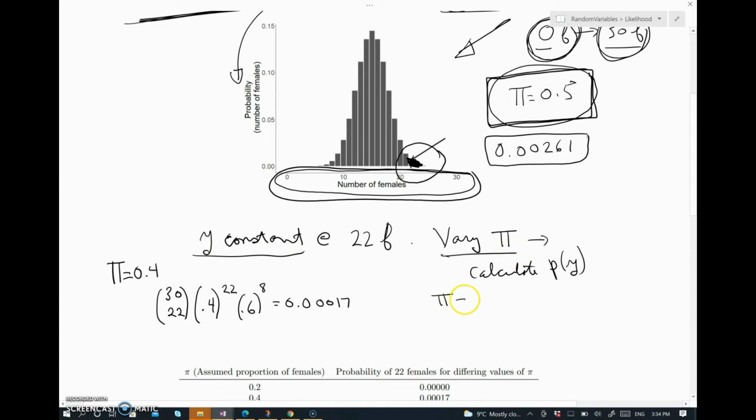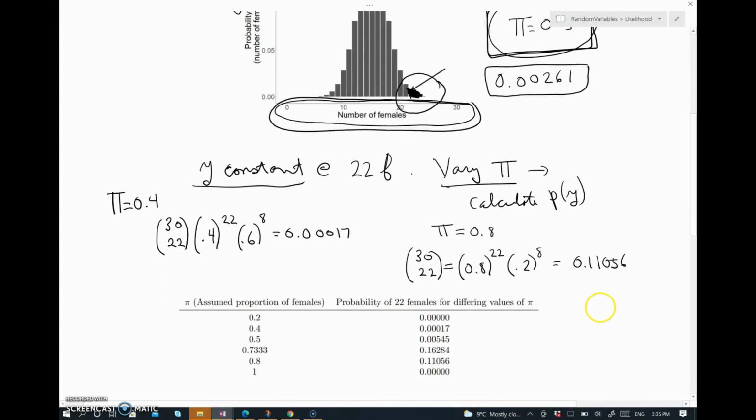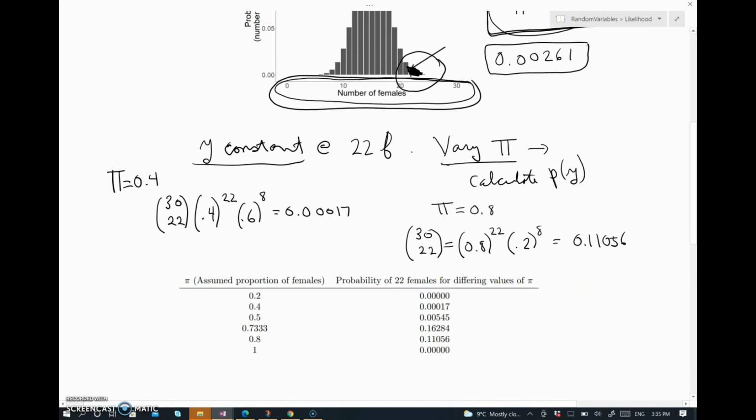Now we're going to change pi so that it equals 0.8, and what we'll get is 30 over 22. You see, we're holding the number of females constant at 22, but now we're varying pi, so it becomes 0.8 raised to that constant number of females, 22, times 0.2 raised to the constant number of males, 8, and that's going to give us a value of 0.11056. And we can reproduce that process over and over again.